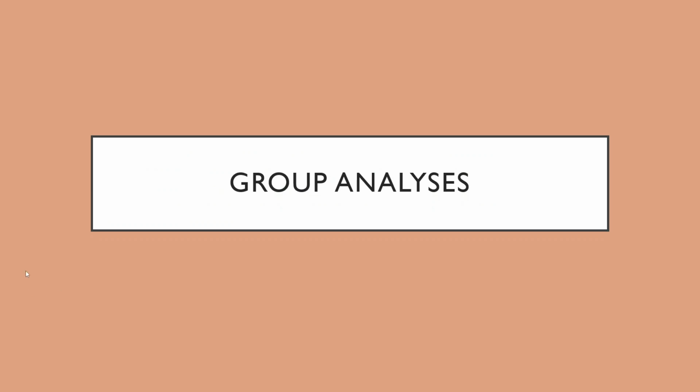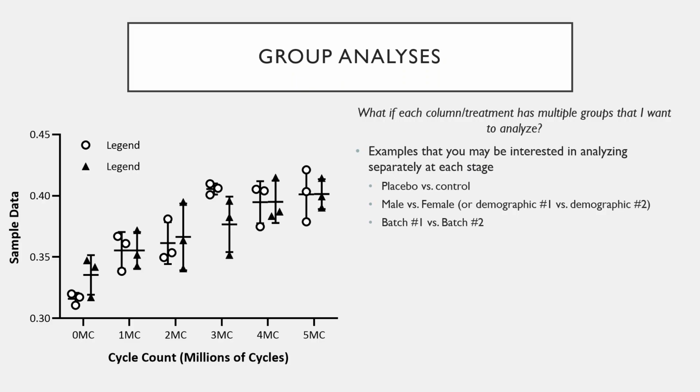Now, that takes care of my column analyses. There are cases where I might want to do group analyses, meaning that there might be individual groups or cohorts within each treatment cycle that I want to somehow separate and understand differences of. So that might be the case where I've broken up my N of 6 into two separate N of 3s at each cycle count. This could be any scenario where I have both placebo and control groups that I'm analyzing over time.